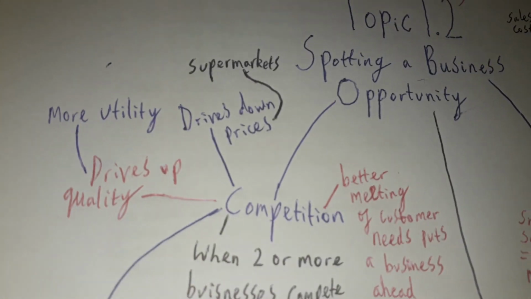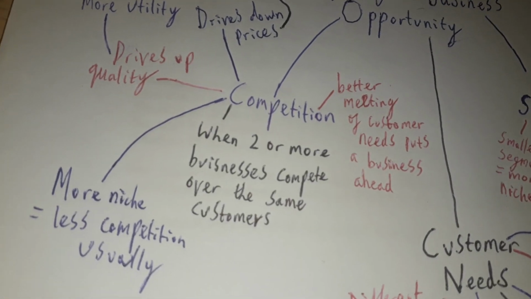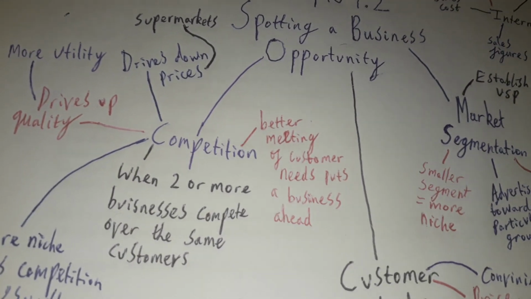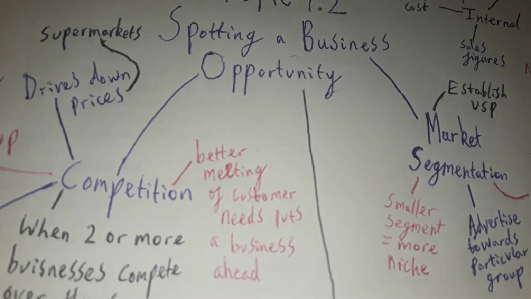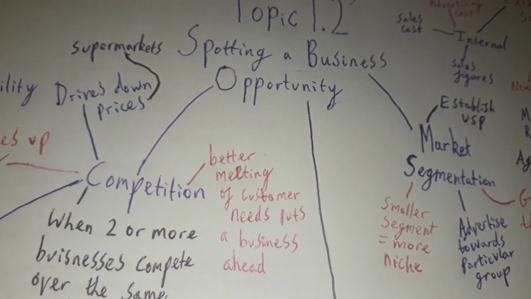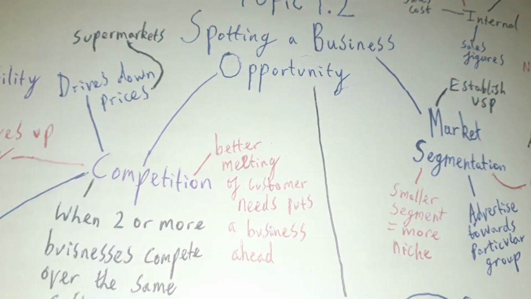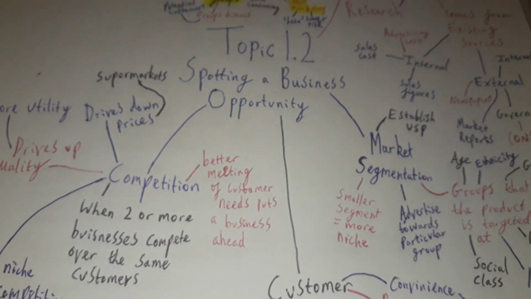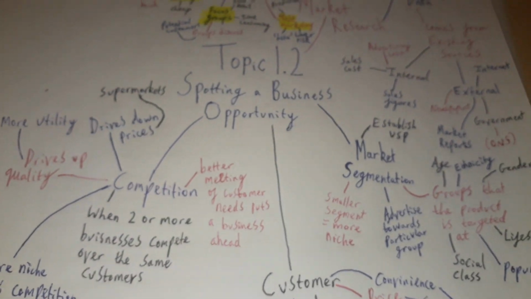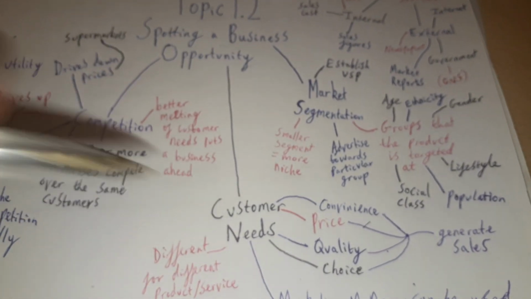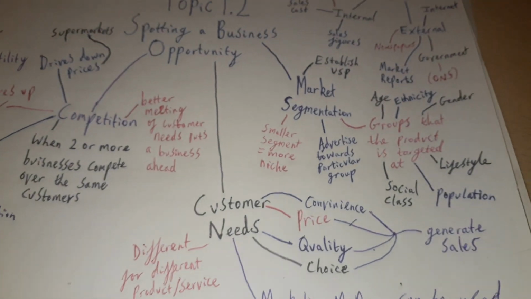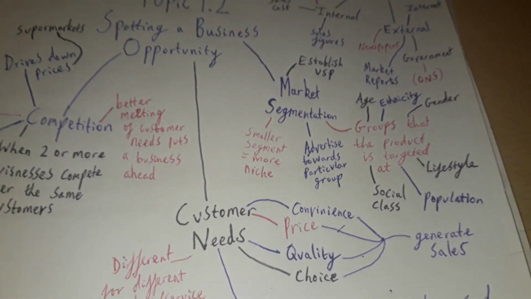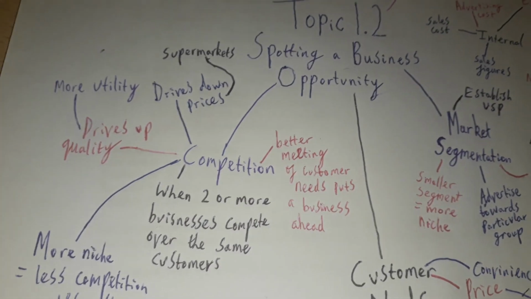Competition is when two or more businesses compete over the same customers. If you are doing better to meet your customers' needs, then it would put your business ahead of another business. So they may decide, oh, I'll go with you instead because your prices are cheaper, or because you're more convenient, or because you offer more choice, or because you have higher quality. That's the sort of reasons why.